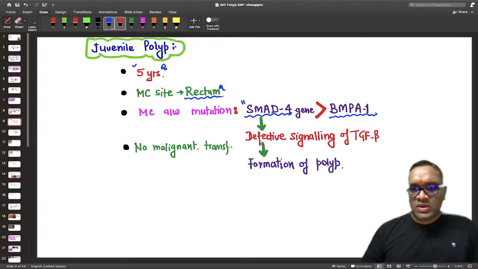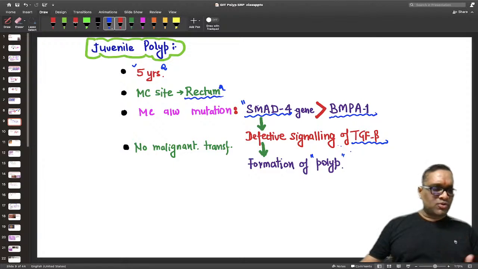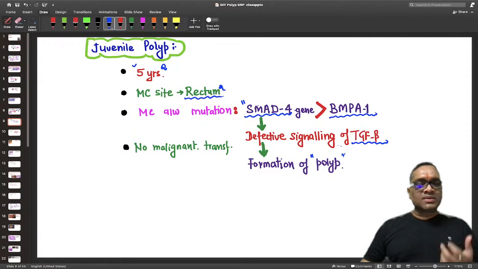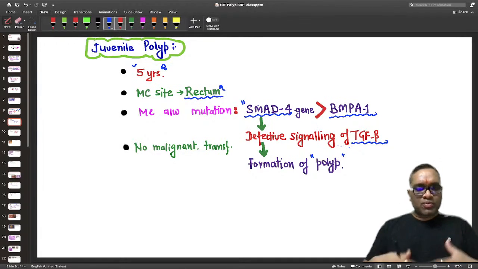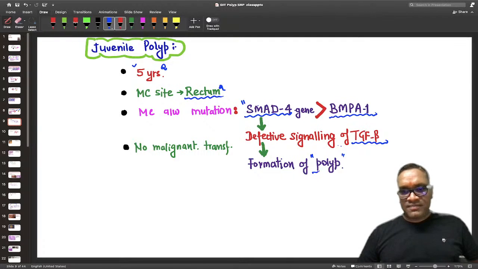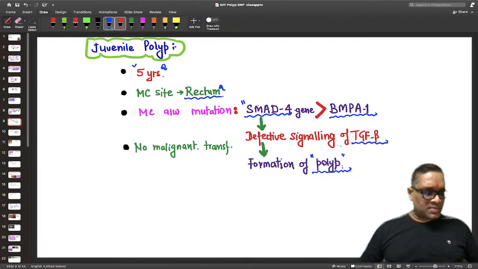So what will happen? Because of this SMAD4 mutation, there is a defective signaling of TGF beta. Because of the defective signaling of the TGF beta, there will be a formation of the polyp. TGF beta is a fibrogenic cytokine, right? And because of the defective signaling, there will be more fibrosis, or fibrogenic cytokine will be more, and that will cause more proliferation of the tissue, and that will lead to the formation of the polyp, right?